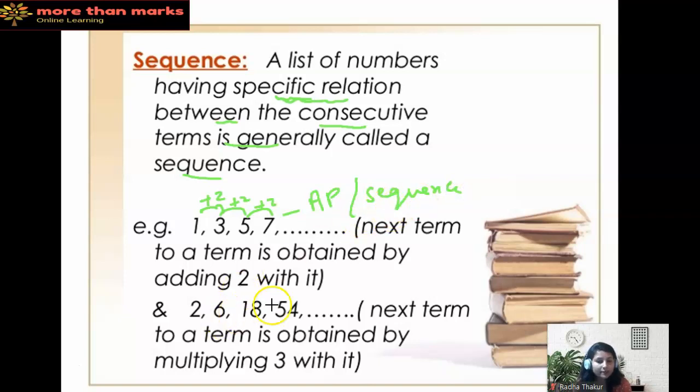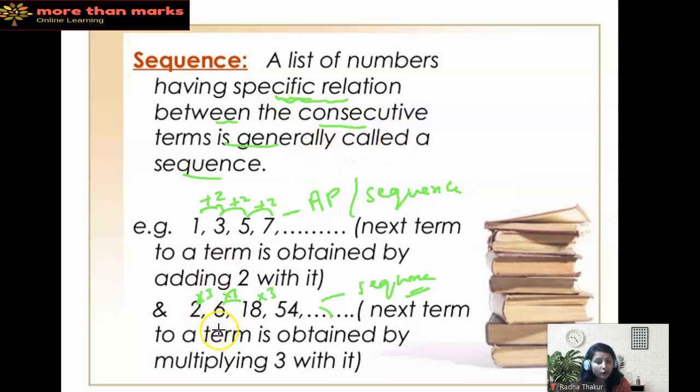Fine. Now look at this example. How are you getting the next term? To get the next term, it's a multiple of 3, right? 2 multiplied by 3, then you get 6. Again 6 multiplied by 3, then 18, and then multiplied by 3, that is 54. So the specific relationship between them is multiplying by 3. So yes, definitely this is a sequence, right? Because they are following this rule.